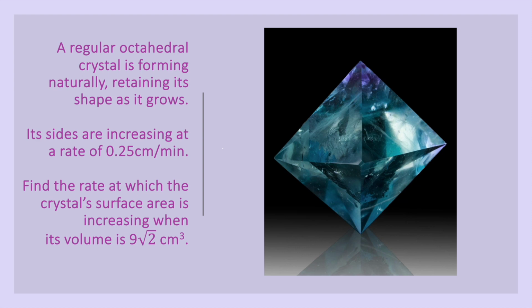Basically, we need to connect the rates in the question together. So we've got a rate that the sides of this octahedral are increasing at, and we need to find the rate that its surface area is increasing at. We've also been given information about the volume. Normally with these problems we'd be given time, or we'd be given how long the side length is, but in this question we actually have to work that out too.